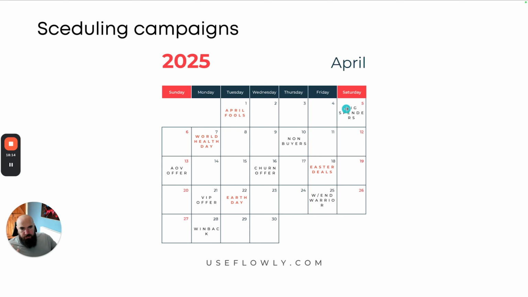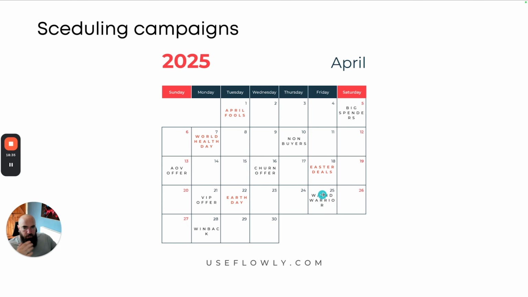But then you can send other campaigns. We just call them who they are, like big spenders. So people that spend a lot of money on their orders, send them an email. Saturdays tend to work for the brand that we're using this for. Here's where we're going to send an email to our non-buyers. Then we're going to send an average order value offer. And then we're going to send a churn offer for those people that are churning out. Then we're going to send a VIP offer here. Then we're going to send a win back. So these are two kinds of things here.